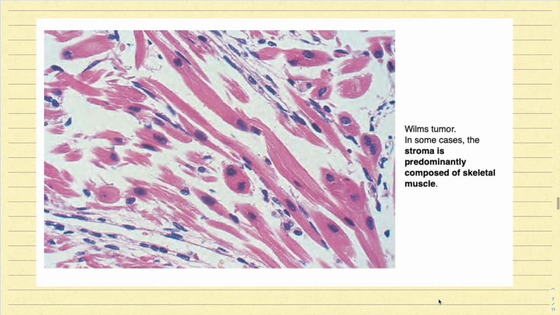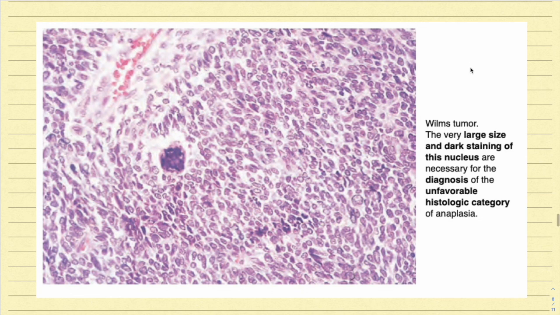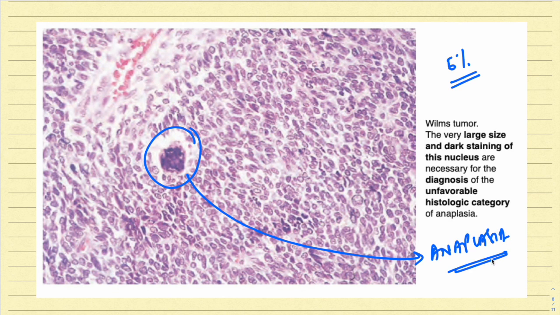Now, as I told you, in the stromal component, sometimes there might be a predominant presence of skeletal muscle as well, as we can appreciate from this particular diagram. And as I already explained, in 5% of Wilms tumors, they can show large, bizarre, hyperchromatic cells, as we can see, and these are representative of anaplasia. So some tumors can have very large, bizarre, dark-staining nuclei and cells, and this corresponds to an unfavorable histological category with a worse prognosis.